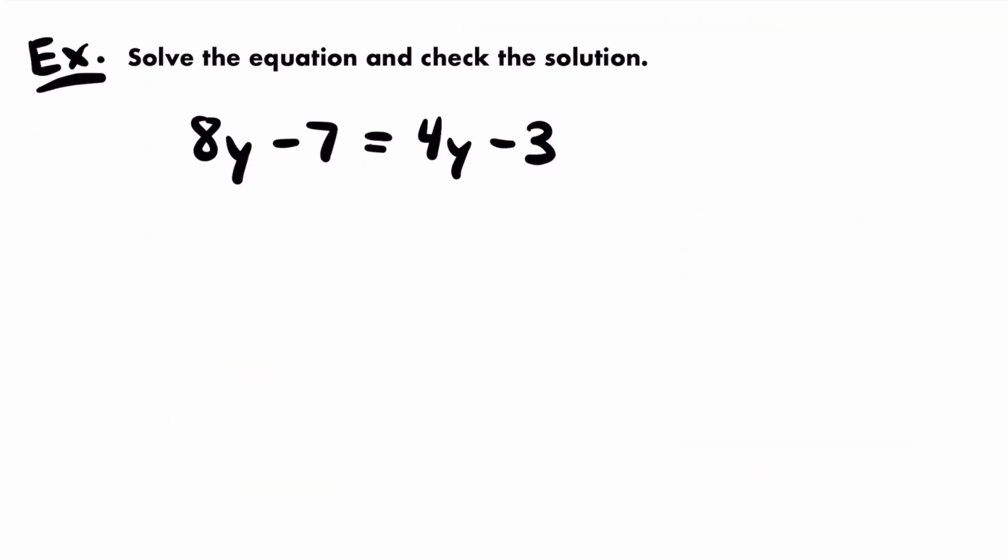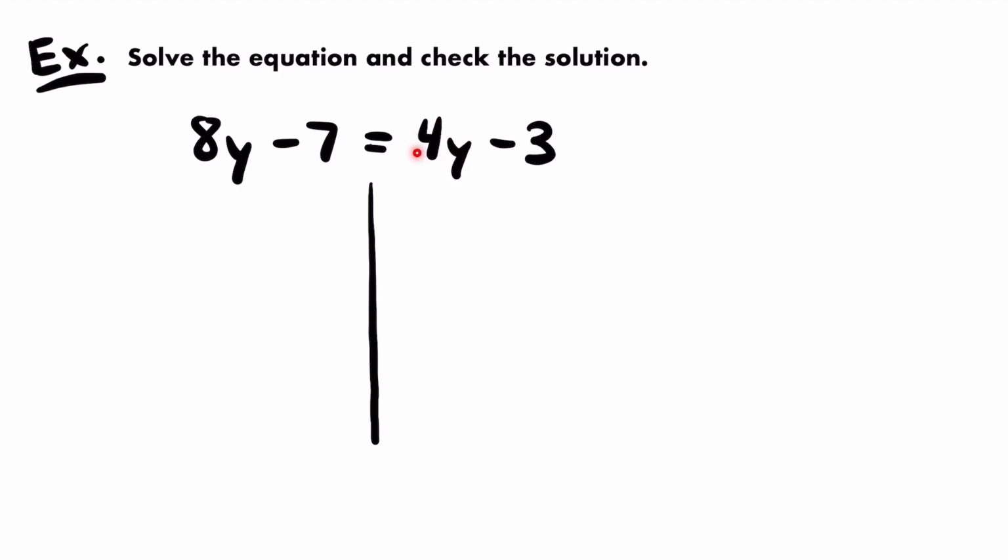Alright, so for our next example, we want to solve the equation and check the solution. This time our equation is 8y minus 7 equals 4y minus 3. Okay, so clearly this equation has two variable terms, one on each side of the equation, 8y and 4y. So what we want to do to solve for y in this equation is first combine those like terms. Alright, we want to have one variable term on one side of the equation. And so we want to choose one of them to remove.